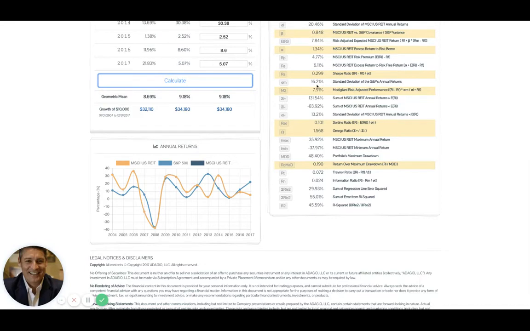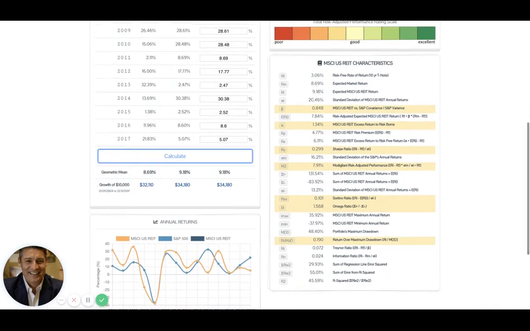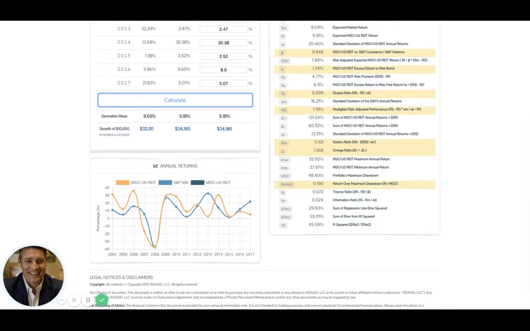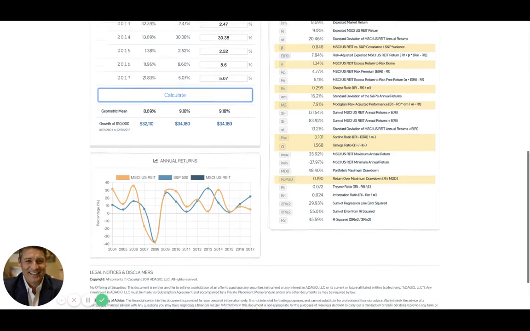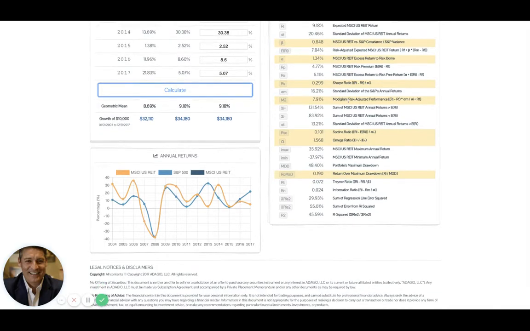Standard deviation of the S&P is 16.21%, which is less than the standard deviation of the REIT index. The lower the standard deviation, in general, the better. Modigliani measure, which I particularly like, it encompasses both market risk and total risk, is 7.91. The higher that number, the better. Also, what's nice about Modigliani is the output is a percentage, so it's an intuitive output. You can think of it as the scaled return based upon total risk. Again, it's intuitive and it's fairly comprehensive in what it tells you.